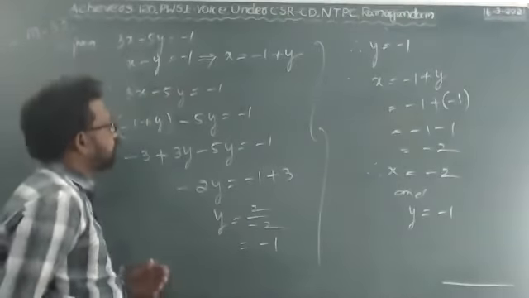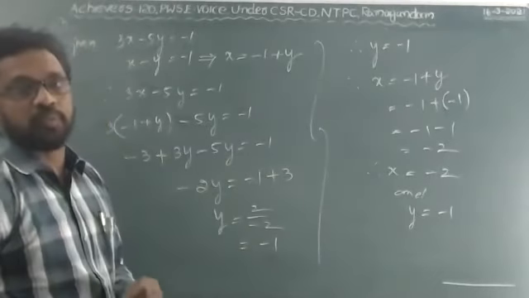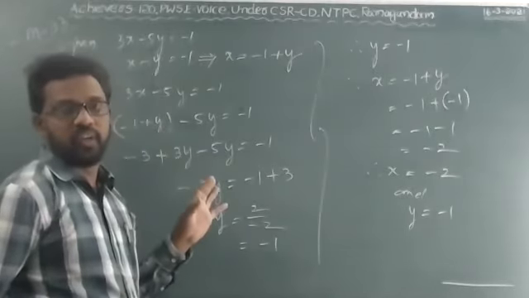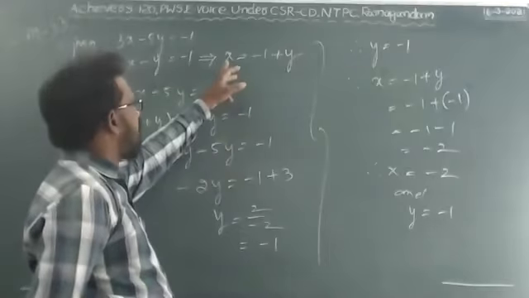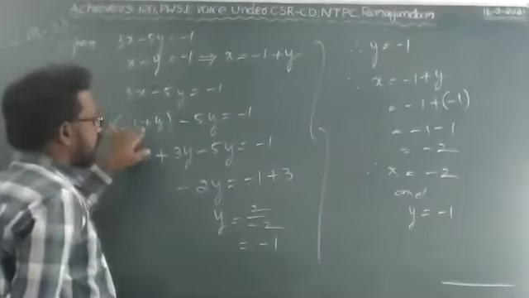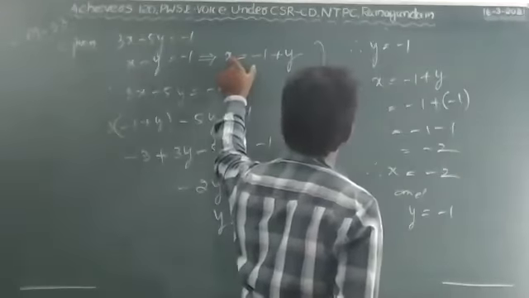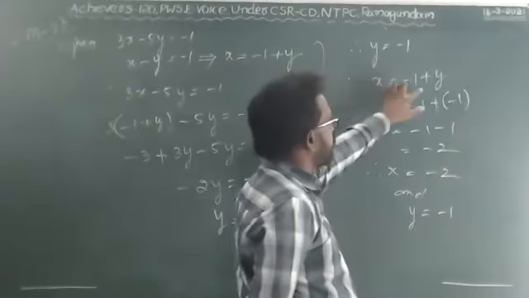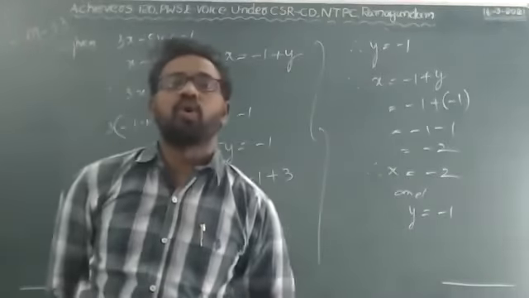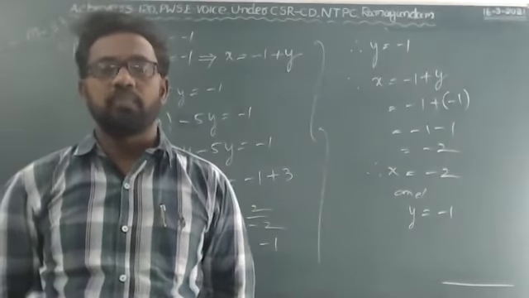So this is directly from the equation. This method is called substitution. What did I do? I took any one variable, either x or y, and this value I am substituting in the other equation, so that I get the value of one variable. That variable I substitute in this, and I get the other value. This is called the substitution method.